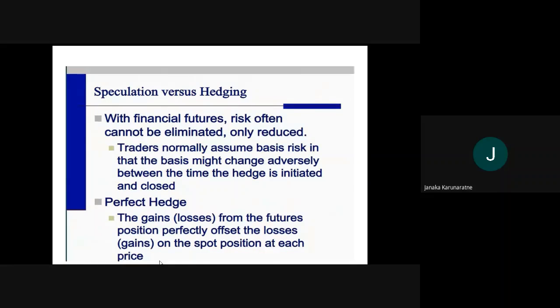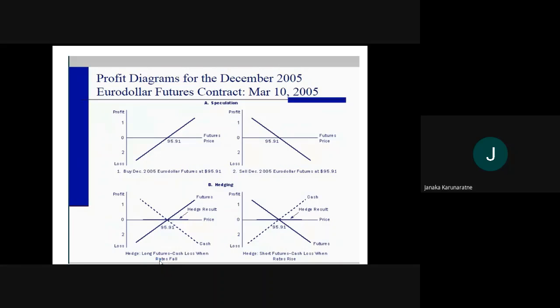It's a perfect hedge. The gains or losses from the futures position perfectly offset the losses or gains on the spot position. It's very difficult, but if you can find some hedge like that, then you can fully mitigate your risk. So your loss in the cash market can be fully set off against the gain in the futures market. So it's a little bit difficult. That's called the perfect hedge. Now, for example, given some graphs, how this hedge position works.